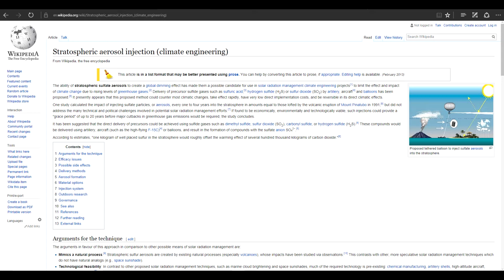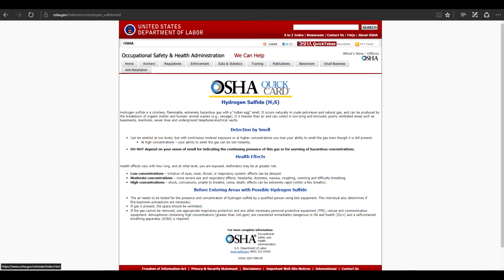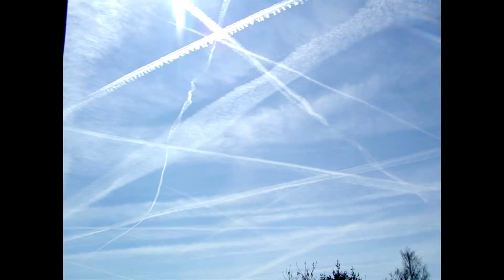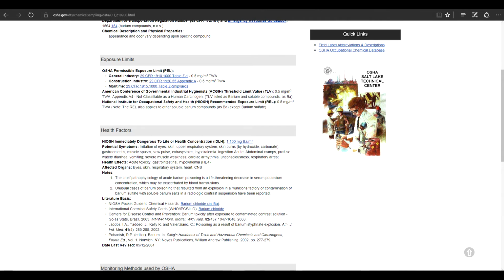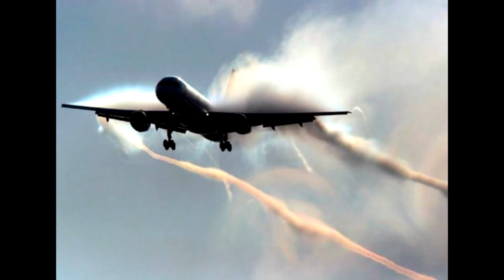Then it goes on to only list a few chemicals used in this mixture, such as sulfuric acid, hydrogen sulfide, and sulfur dioxide. What these articles fail to mention is the numerous other compounds within this concoction. Aluminum oxide, barium salts, radioactive isotopes, and many other harmful compounds are also found within this mixture.